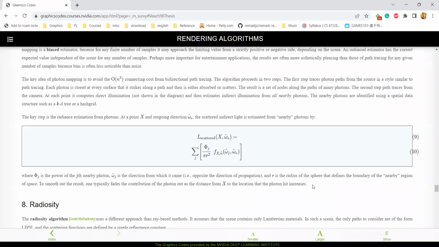Is that kind of giving an idea of the inverse square law? Yeah, but where in this equation is that? Because I don't see that. Is it the r squared in the denominator there? Yeah, but R is a constant, right? R is the radius of the sphere that defines the boundary of the nearby region. So I don't know. Seems like a bug in the text there, or in the equation.